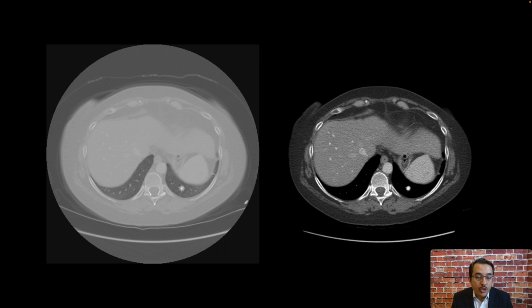The next slide shows a benign finding of a lung nodule in the left lung base, shown in the lung window and also in the soft tissue windows. This is a benign lung nodule because it has central dot calcification.